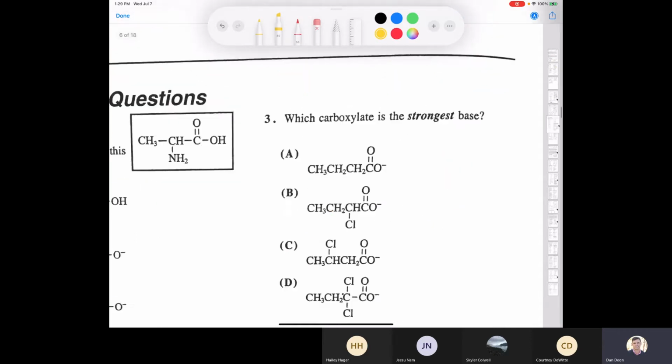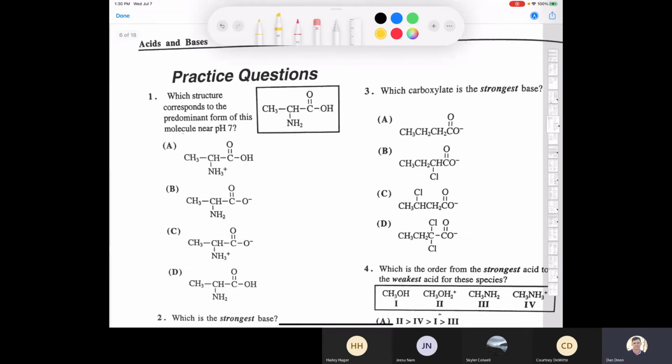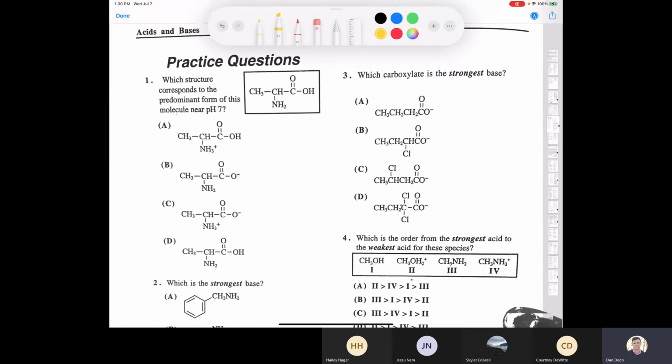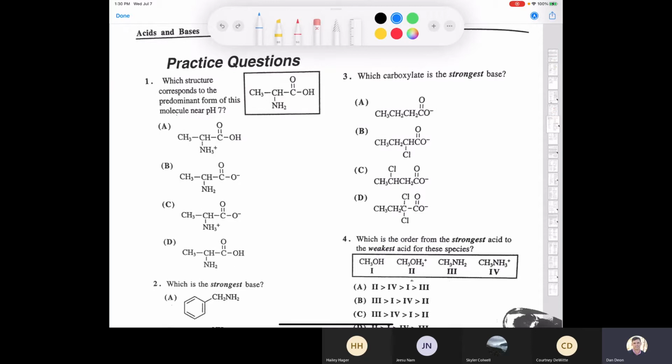Let's take a look at acids and bases. Talk about acid-base chemistry. What are we looking at here? It says, which structure corresponds to the predominant form of this molecule, which you can clearly see is an amino acid. This is alanine. Again, I don't expect you to memorize all the amino acids, but it says near pH 7, so that means it's close to physiological pH. Could anybody tell me which one of these forms of the molecule would predominate at around physiological pH, which is around 7.35 to 7.45 ish? Yeah, the answer is definitely C, right?